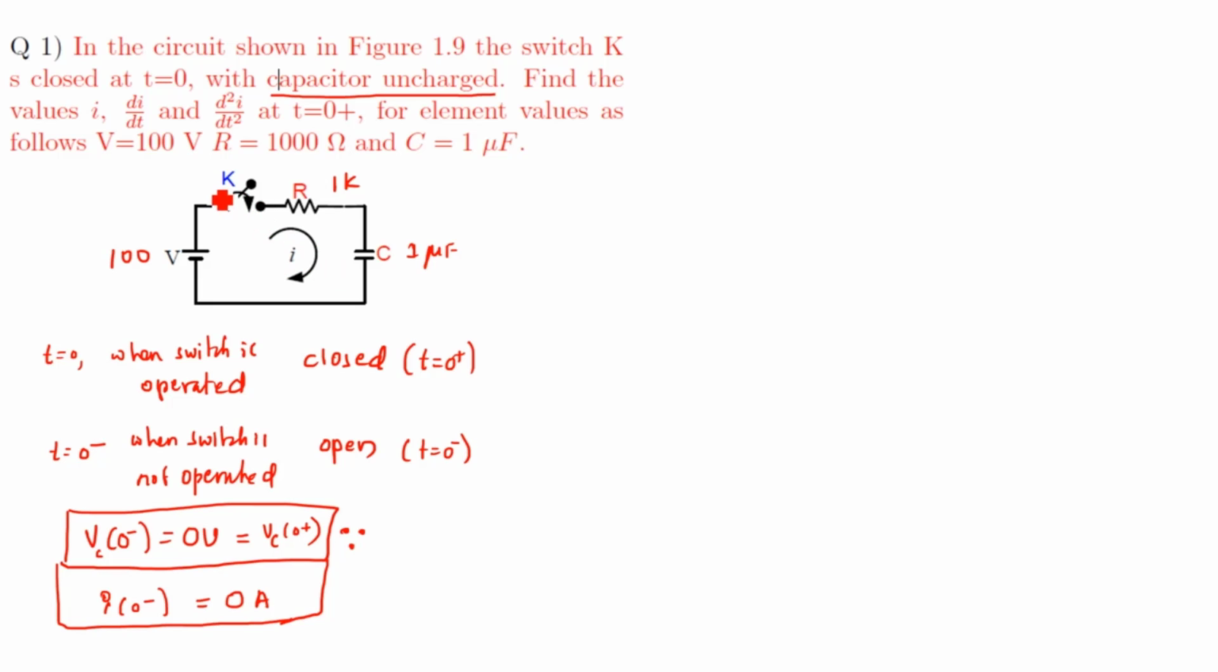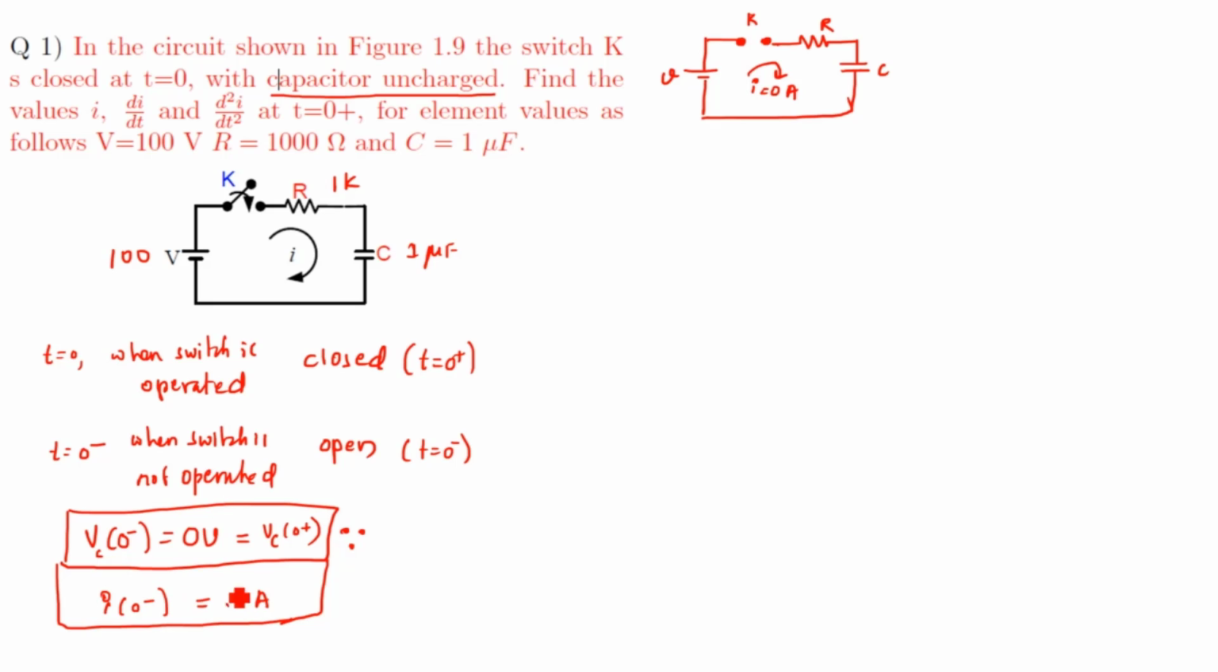Because the switch is open, we don't find any closed circuit. So is this the circuit? The switch was open, there is an inductor, and it is a capacitor. It is switch K, and it was open. So do you find current? It is equal to 0 amperes because there is no closed circuit. So I0 minus equals 0 amperes.